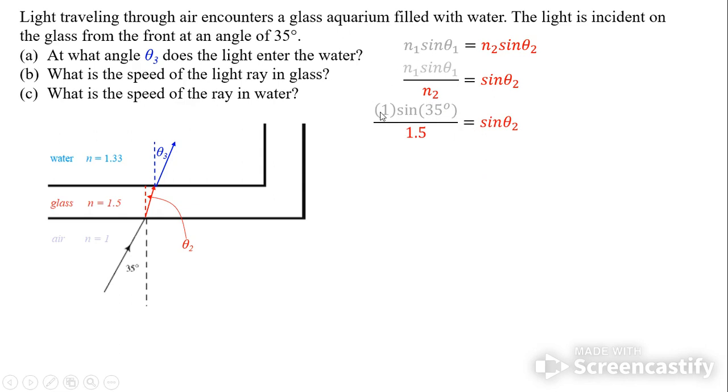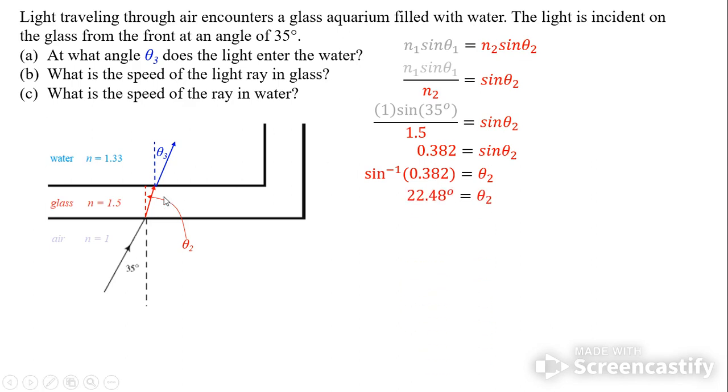The index of refraction for air is 1, the given angle where it first strikes the surface, the interface between air and glass, is 35 degrees. And then it's given that the index of refraction for glass is 1.5. So if we do a little basic calculator work, the left side reduces down to 0.382. And then to find theta 2, you would just have to take the inverse sine. If you do that correctly, the angle comes out to be about 22.48 degrees.